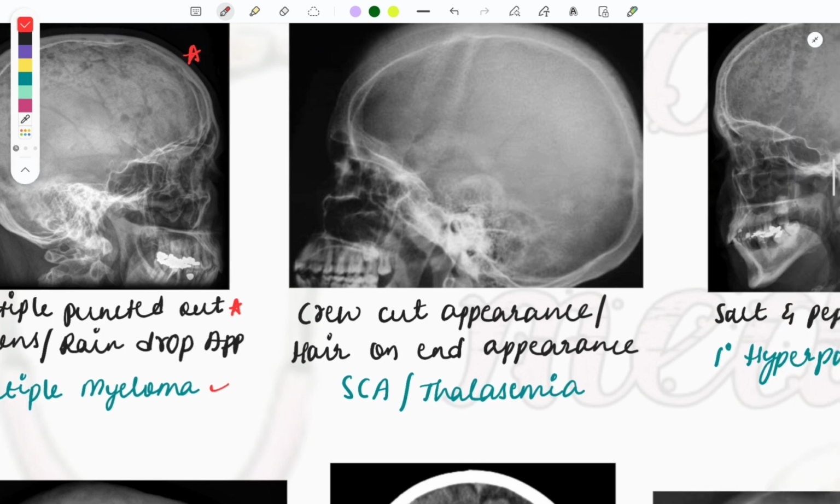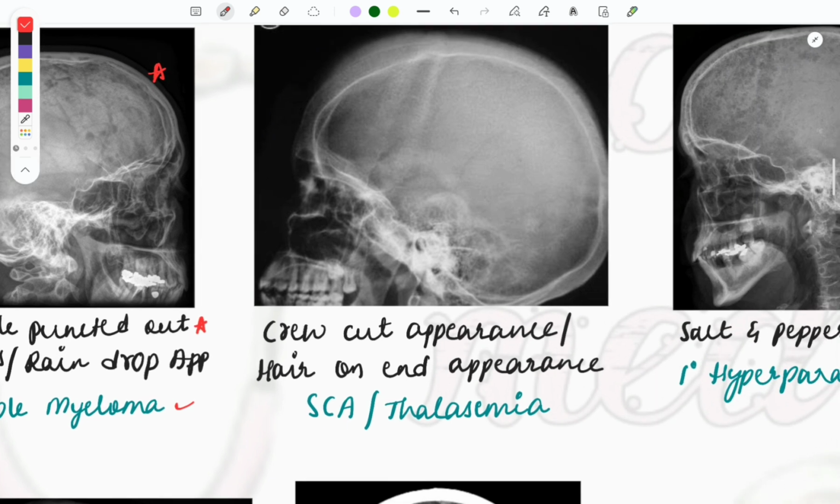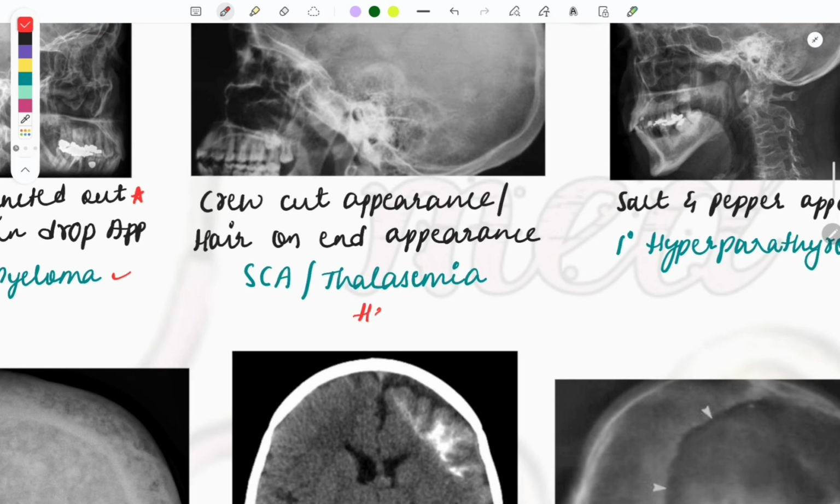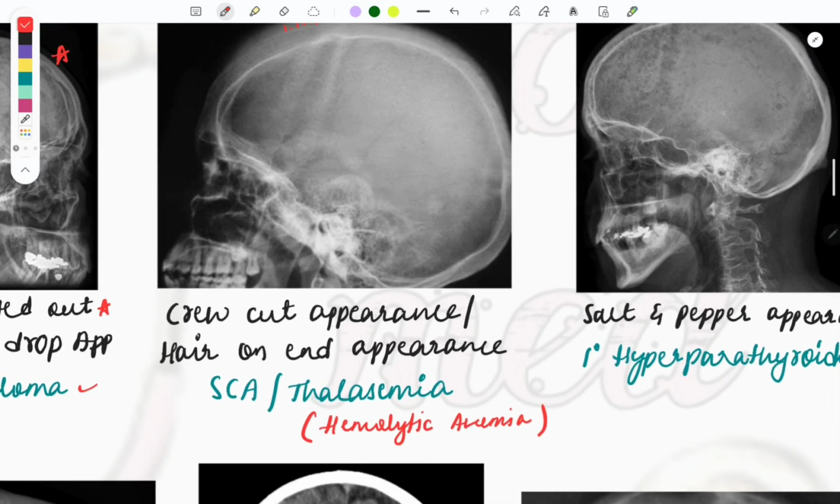Okay, then moving on to the next image, which is the crew cut appearance. You can appreciate here the crew cut or hair on end appearance. This is classically seen with hemolytic anemias. This can also be given in the option as hemolytic anemia. If not, then sickle cell anemia and thalassemia. If these are given in the options, you can choose this in the answer.